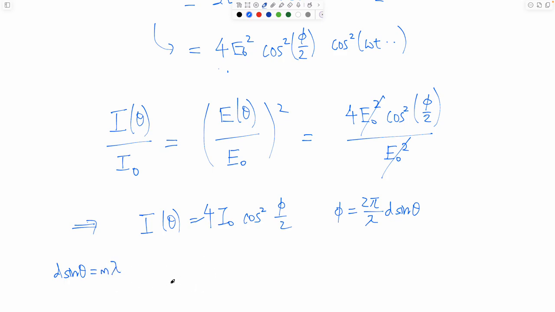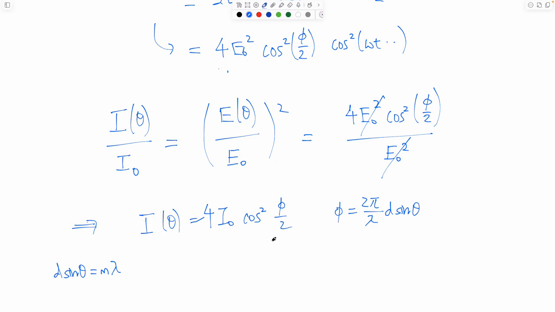You can check that when m is 0, 1, 2, 3, and so on, cosine squared would correspond to a maximum, right? Because cosine squared is like this, you can check that it will correspond to a maximum. So we know that this intensity function is correct.